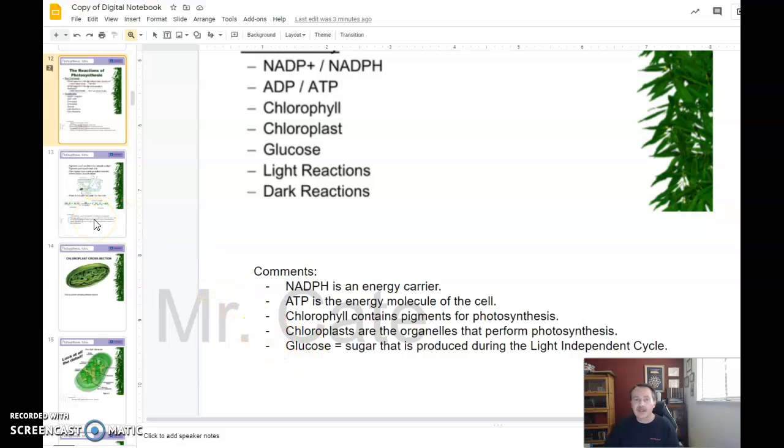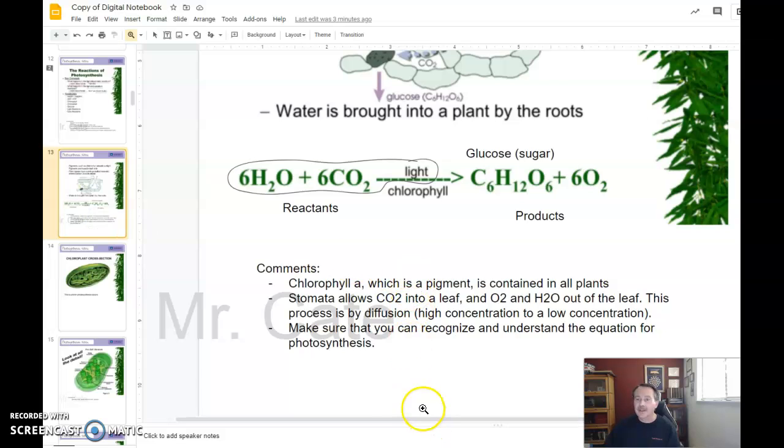Okay, moving on to the next slide, 13. 13 is pretty complex. You got this equation where you got 6 molecules of water plus 6 molecules of carbon dioxide, a little bit of light inside chlorophyll, and hopefully you produce 1 molecule of sugar, which is your C6H12O6, plus some waste, which we enjoy quite a lot, and that's the 6 molecules of oxygen.